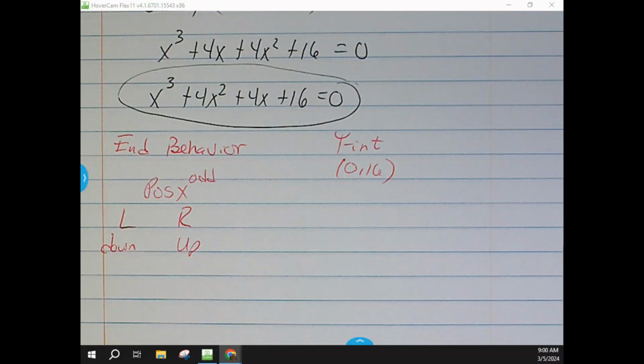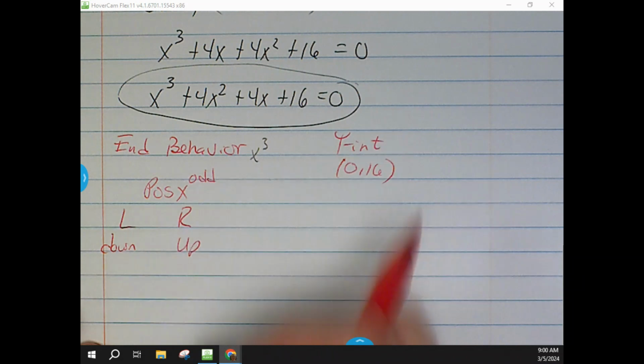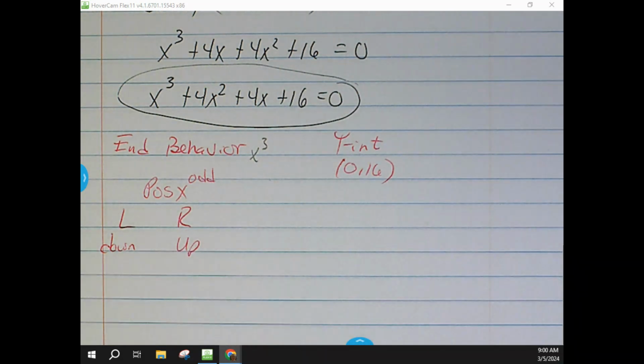Because again, that goes back to the first term here based on x to the third. That's a positive number x to the odd. So if it's an odd power, it's like slope in the direction that it goes. Positive slope, the right side's up. The left side's going to be down.